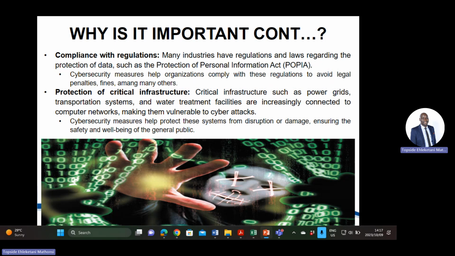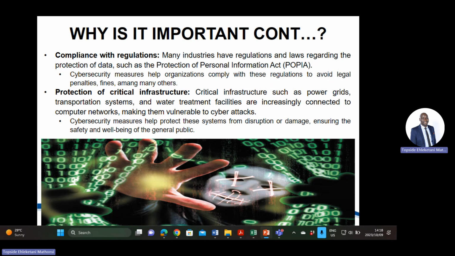Some of the systems are being connected to the network, so that some of the things can be solved without the technician going to the site where we have our power grids, transportation system, or water treatment facilities. So that's why these infrastructures are also being targeted by cyber criminals. Cybersecurity measures can help protect those systems from disruption or damage, ensuring that those facilities are safe, and this will also assist with the well-being of the general public.